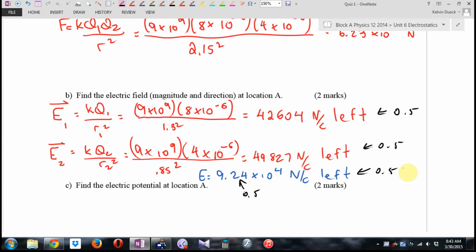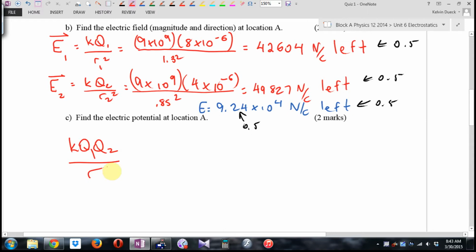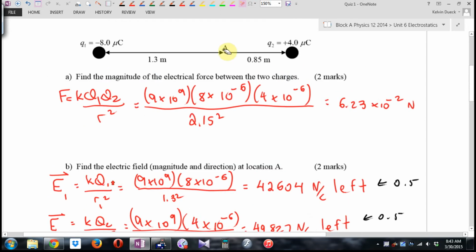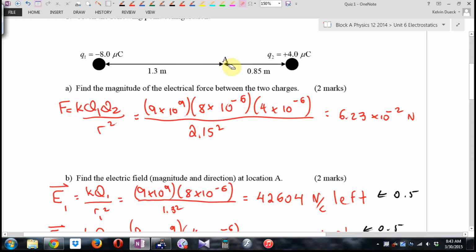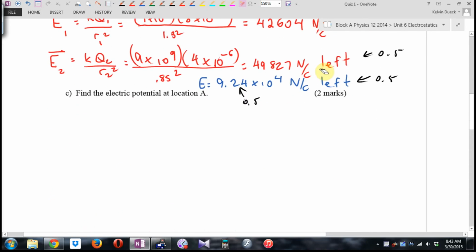Okay, electric potential. So I guess they want me to go K Q1 Q2 over R. No, because that's not potential. It's potential energy. I guess to find at location A, there are 2 points in the picture. Oh, I like this question. I think then what they want me to do.